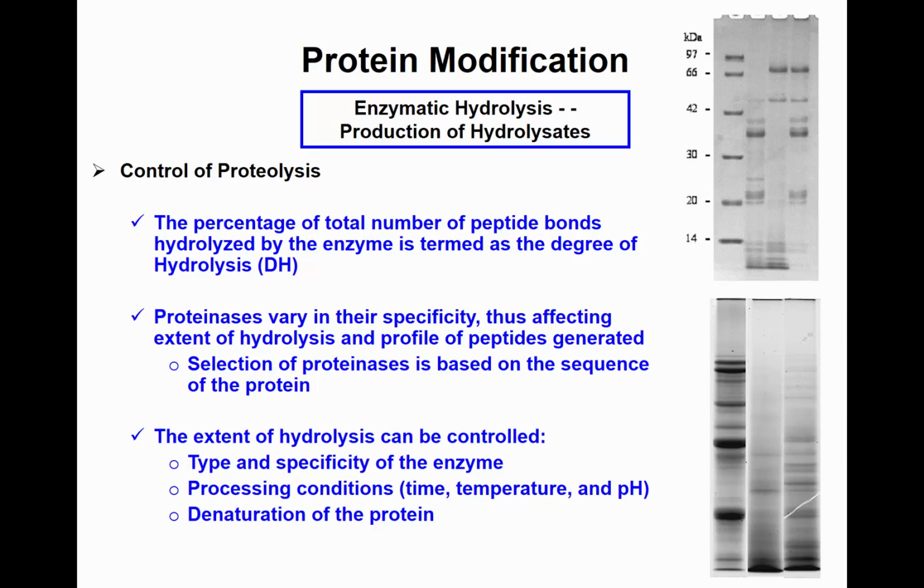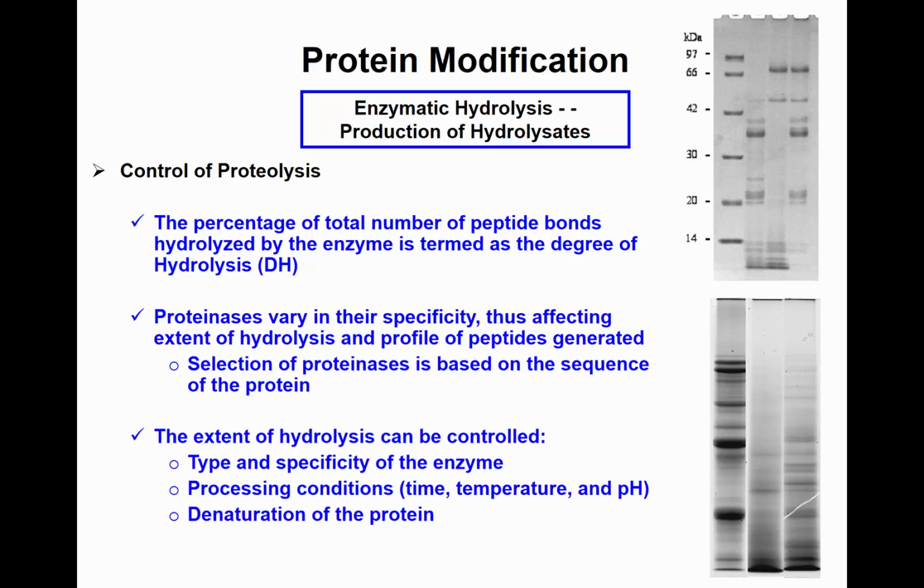But sometimes if you want to control it, you don't want to run your reaction at the optimum temperature and the optimum pH. So you deviate from it to control the percent hydrolysis and the types of peptides generated. For example, pH. If you change the pH a little bit, you will change the ionization of the protein and the ionization of the binding site of the enzyme, or the active site of the enzyme. By doing so, you are manipulating its specificity. By doing so, you will end up having different profiles of peptides.